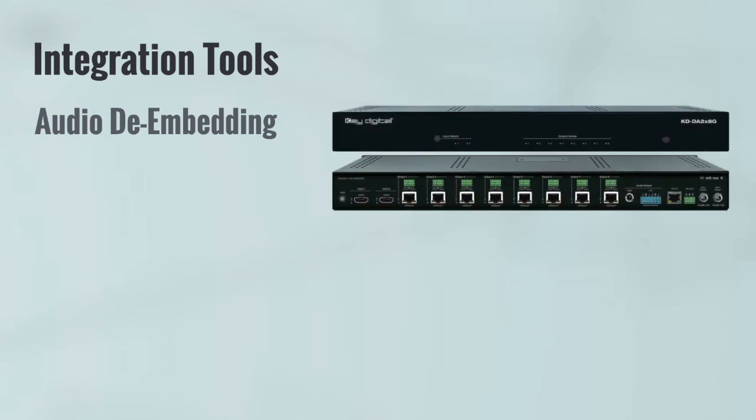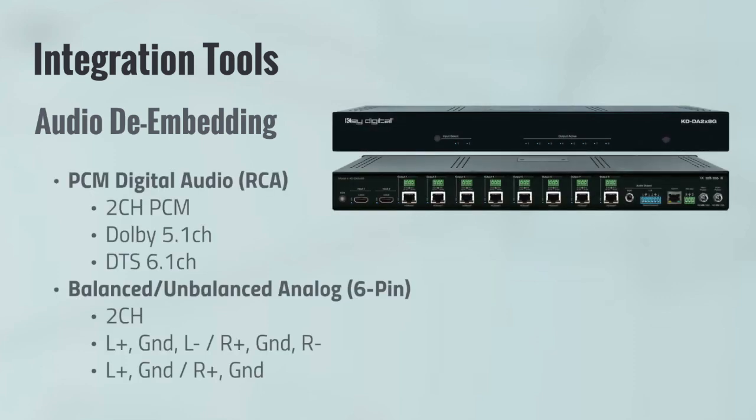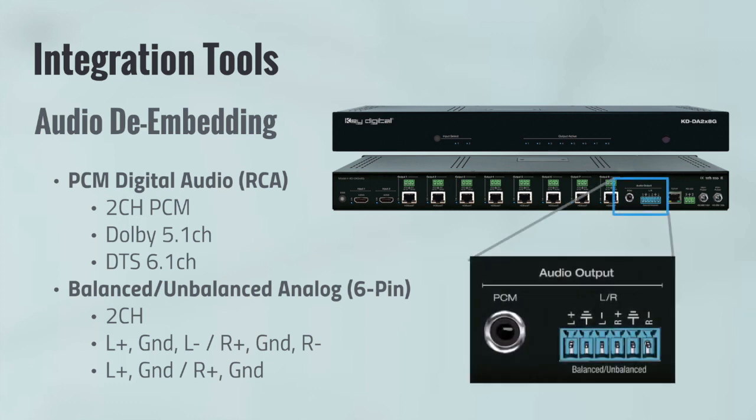The audio de-embed feature built in to the 2x4 and 2x8G gives you analog on a balanced, unbalanced connector. If you want unbalanced, you just use the positive and ground, or of course balanced, using plus, minus, and ground. And the digital connection is on a coaxial, supporting multi-channel formats, or surround formats rather, up to 5.1 and 6.1.